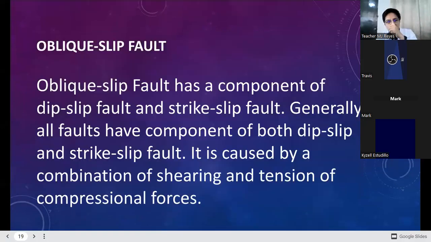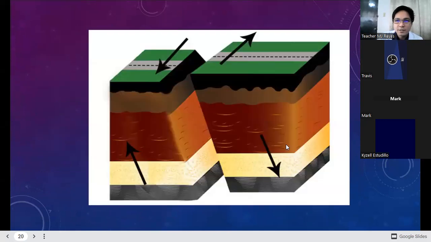Oblique slip fault. This is a combination. Okay, an oblique slip fault has a component of dip slip fault and strike slip fault. Generally, all faults have components of both dip slip and strike slip. It is caused by a combination of shearing and tension or compressional forces, just like this. Okay, it is moving in both horizontal and vertical directions. So shear, tension and compressional forces.